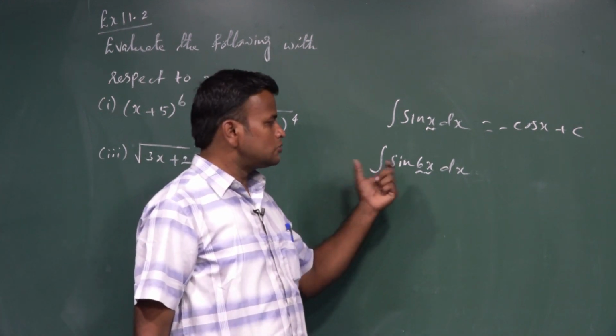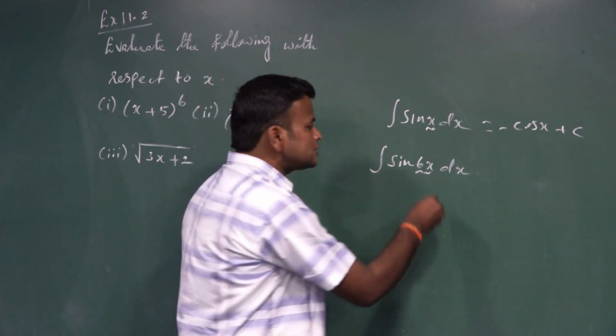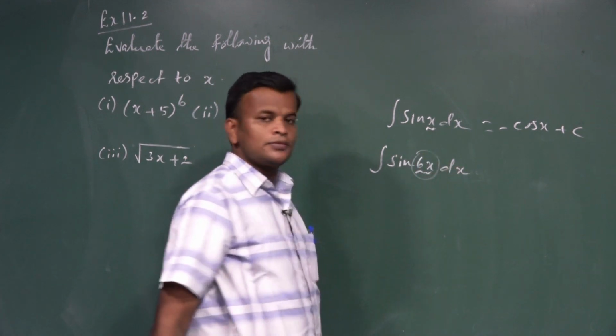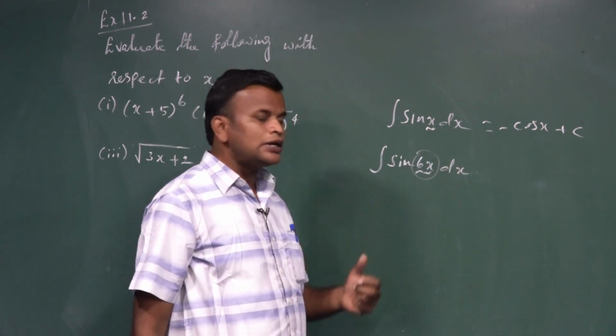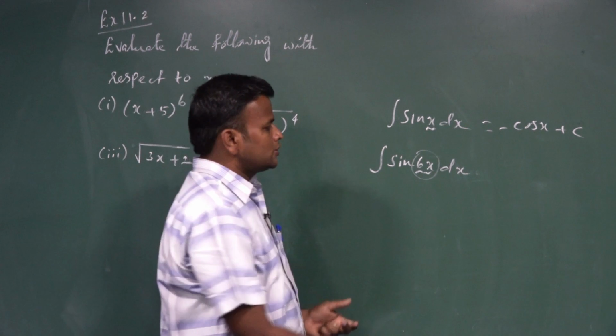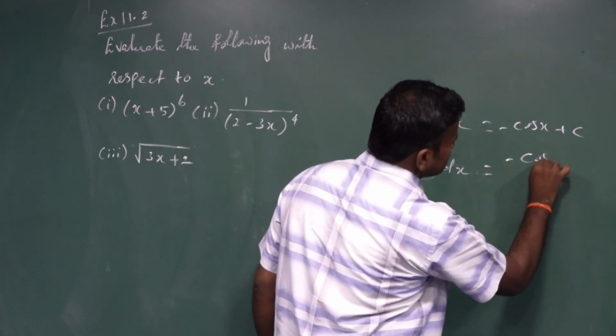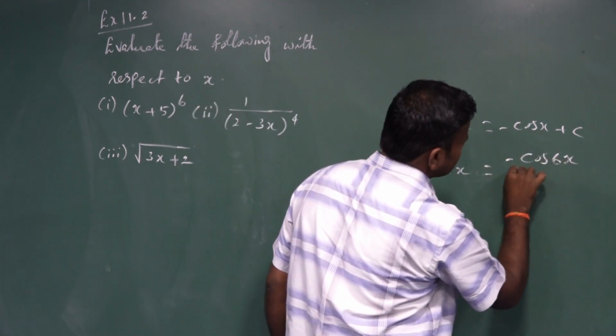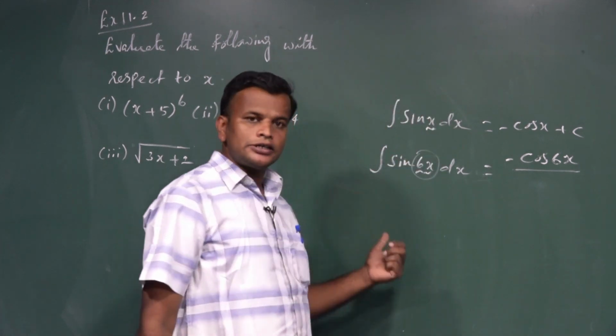So in this sum, how do we solve it? First of all, we consider 6x as x. The integral of sin x is minus cos x. So minus cos 6x. It's an important rule in integration.